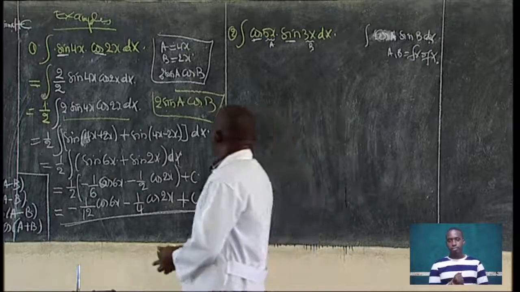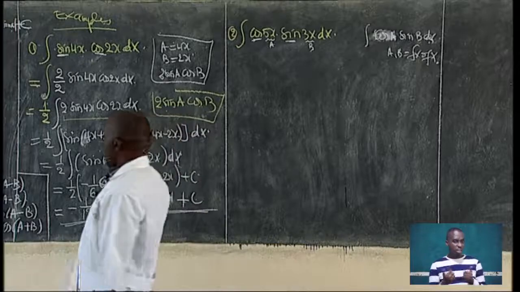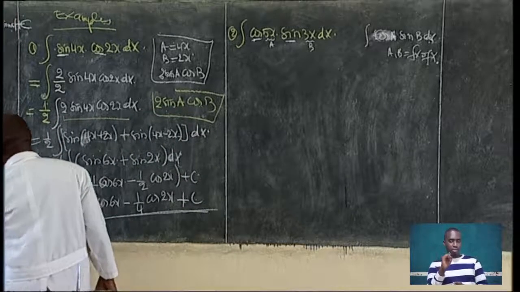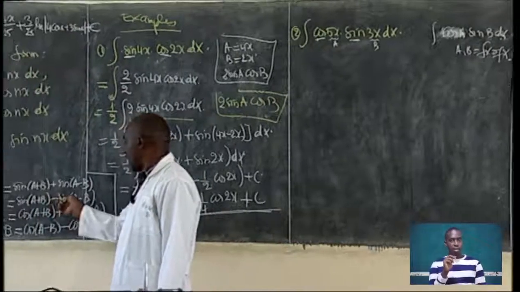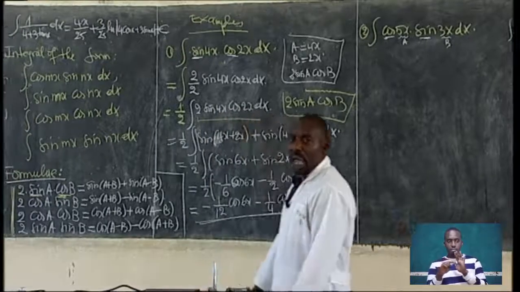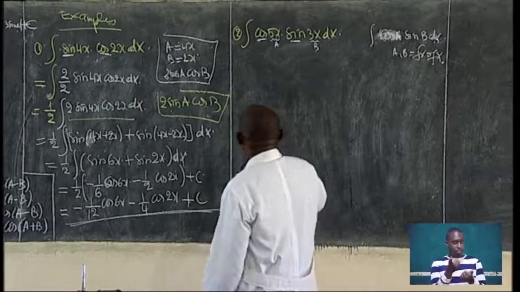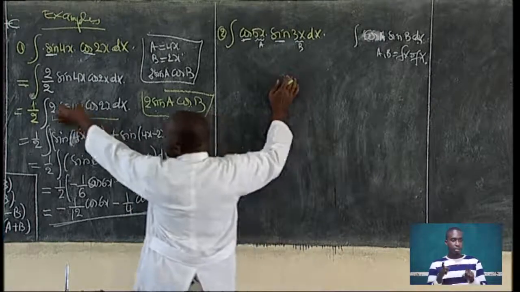So which formula can you apply to evaluate this integral? We have cosine A, then sine B, which means you have sine A plus B minus sine A minus B. Are we together? Is that clear? Very nice. It means that I have to work as I did before here.